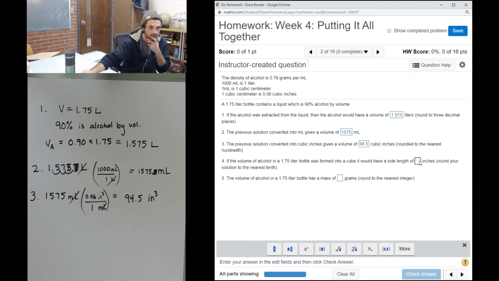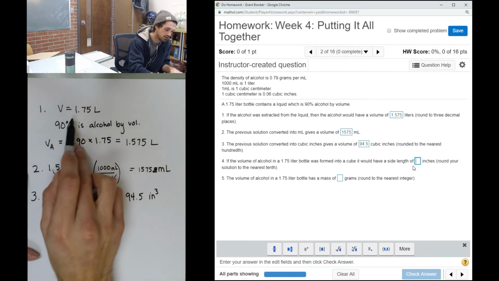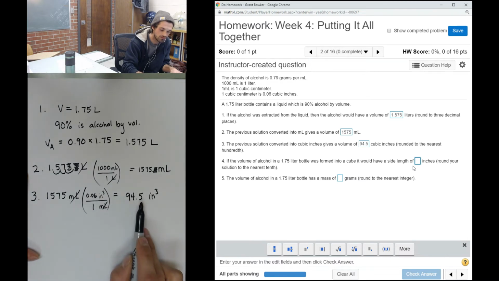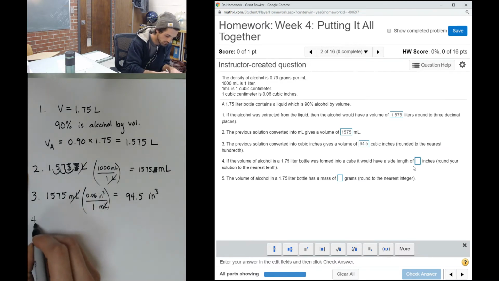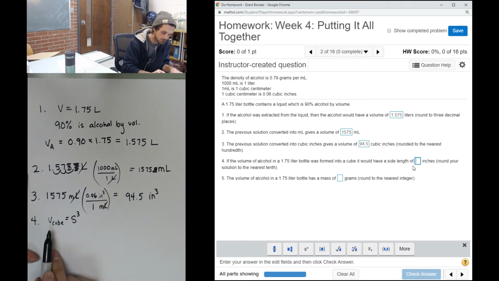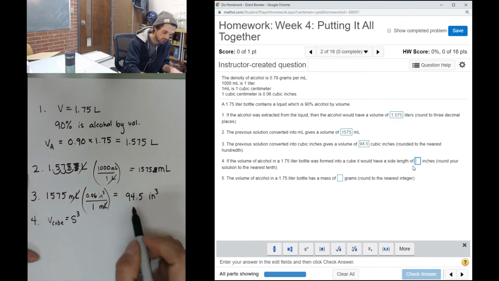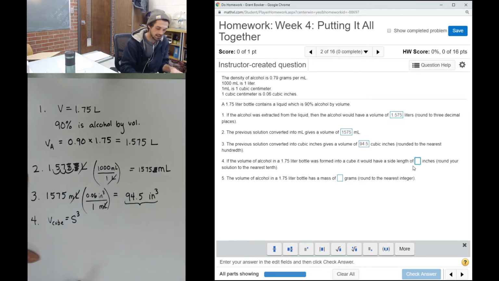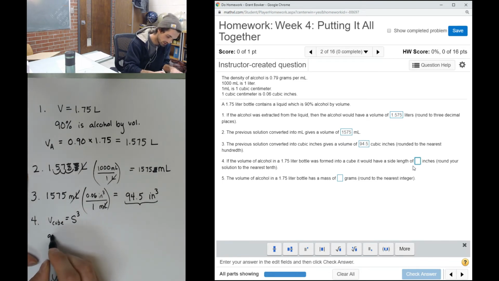Okay. If the volume of alcohol in a 1.75 liter bottle was formed into a cube, it would have a side length of blank inches. Round your solution to the nearest tenth. So if we took the alcohol out of this bottle, we know it would be 94.5 cubic inches in volume. And so remember that the volume of a cube is equal to the side length cubed. And so the volume of my cube, that is the volume of alcohol, will be this 94.5 cubic inches. So I have 94.5 cubic inches is equal to my side length cubed.